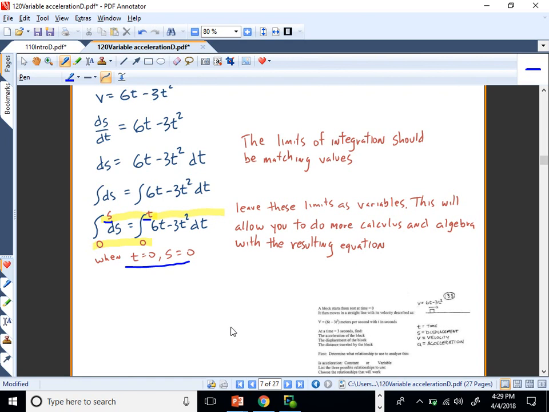So the limits on this stuff are important. They should match, and I leave those top ones as letters, because I just might need to do more with that relationship. So that's why I'm doing that, okay? So we okay with that? Doing all right?